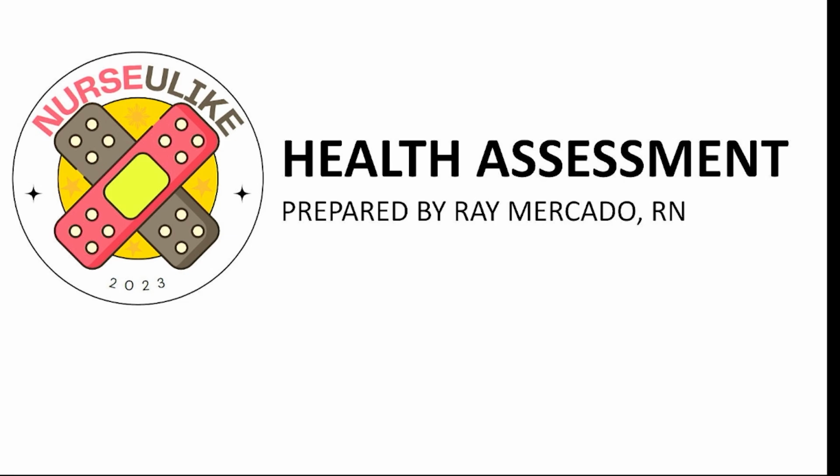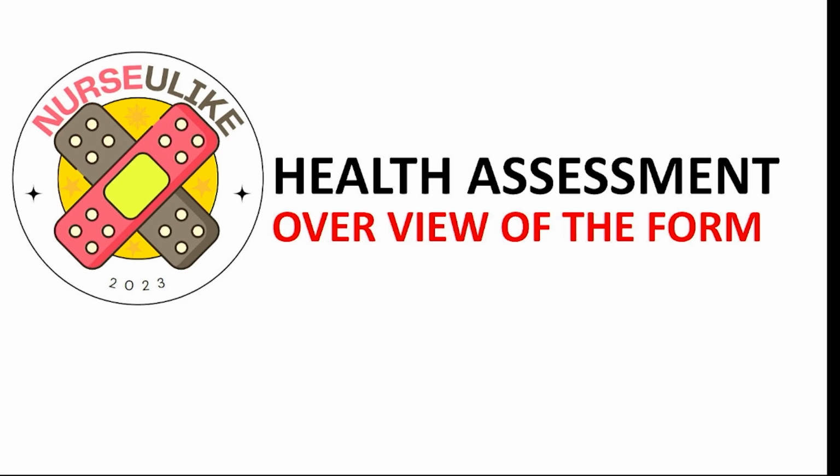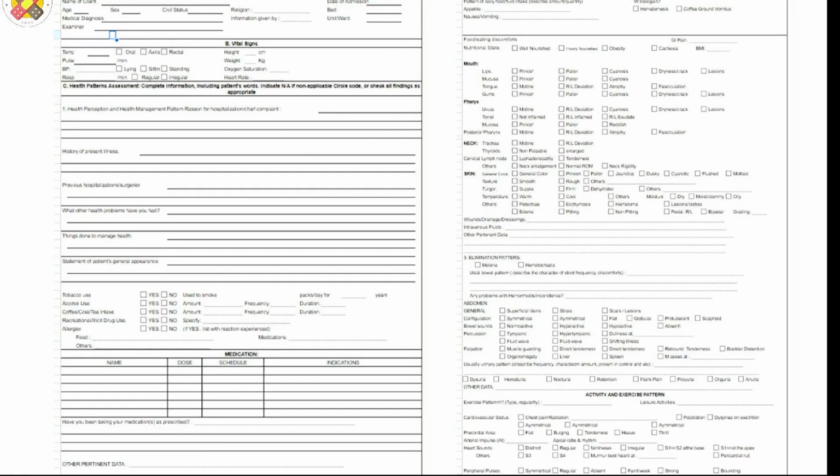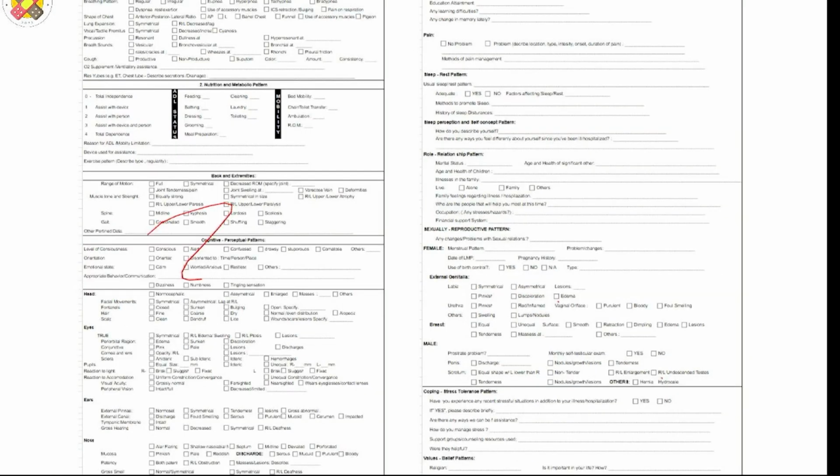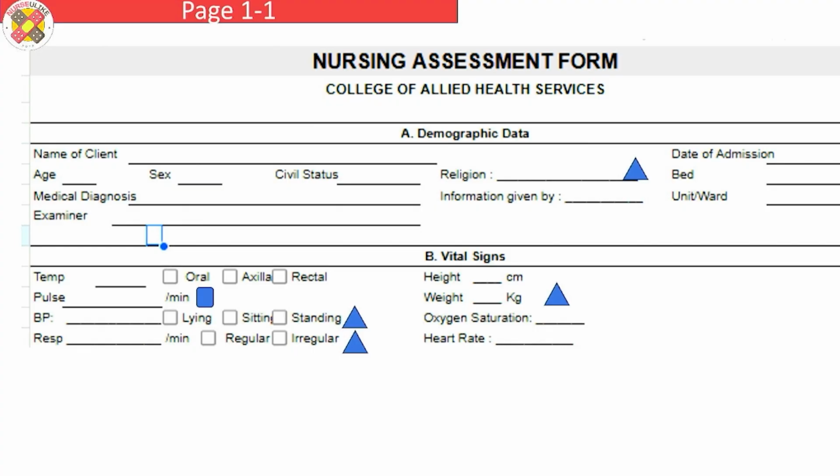So let's talk about health assessment. We're going to talk about an overview first of the form. Usually you're going to have 4 pages. This is page one, this is page two, then followed by the next page that will be page three and page four. But don't worry, you will only receive a 2 page form for this because it's back to back. We're just going to tackle it one by one. For now we're going to be focusing on page 1.